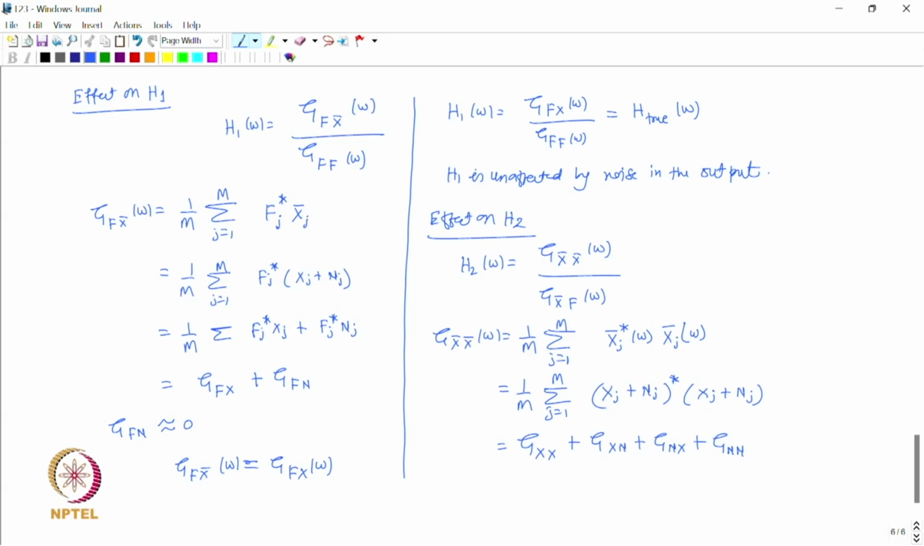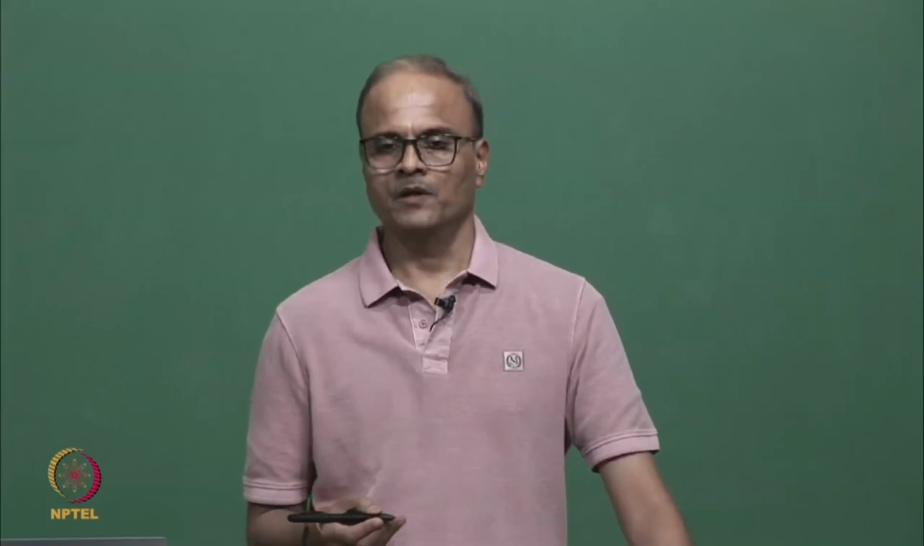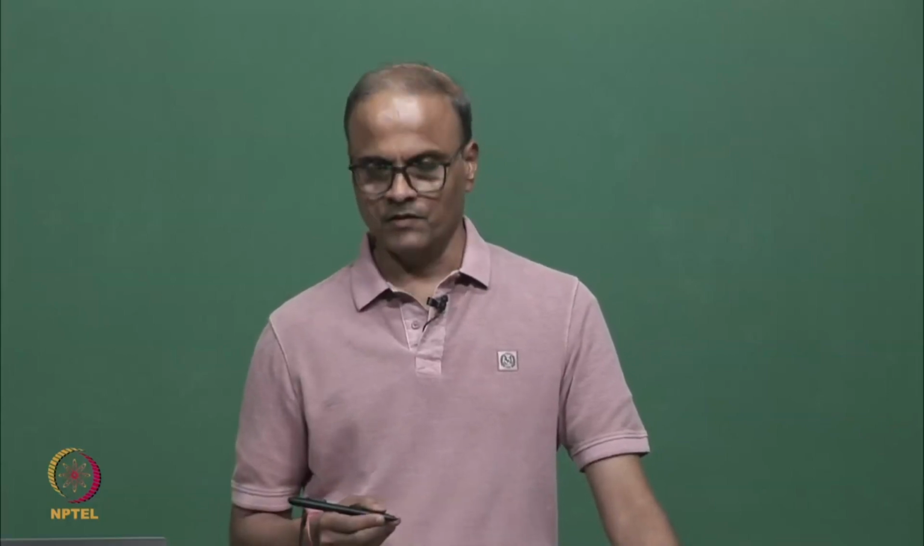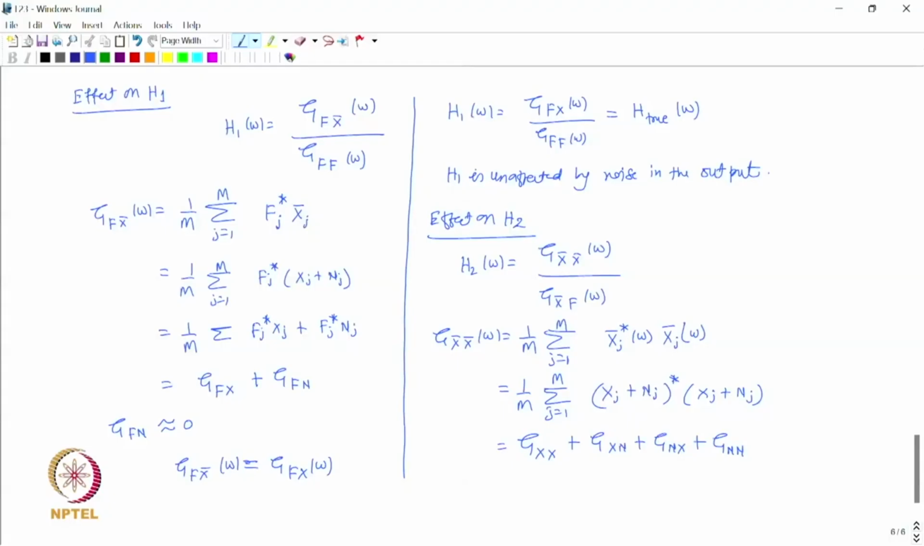Now here the noise n is uncorrelated with the response x, and therefore Gxn and Gnx will tend to 0 for a large number of averages. Gnn is the auto spectrum of the noise signal, the square of the magnitude of the noise signal Fourier spectrum. This would be non-zero, and that is why we end up with Gx bar x bar being equal to Gxx plus Gnn, isn't it. So we see that the auto spectrum of the response signal is affected by noise, right.